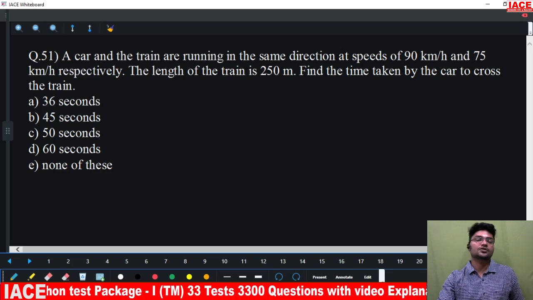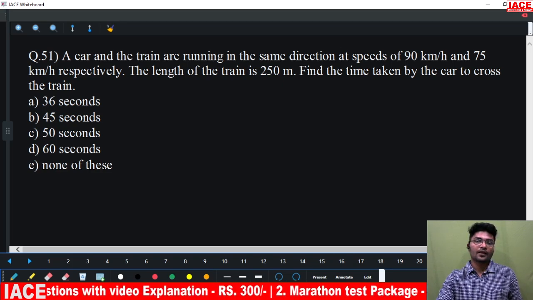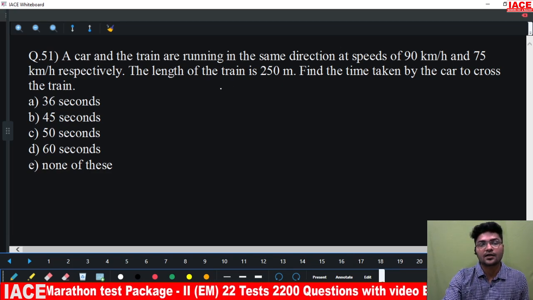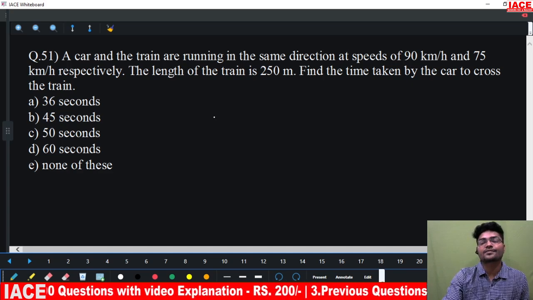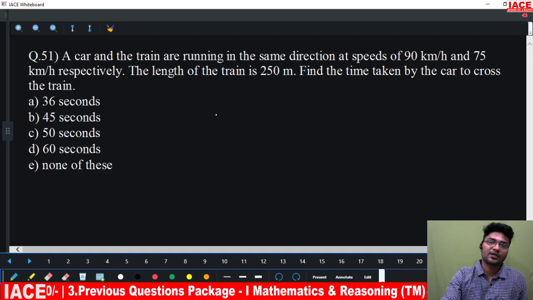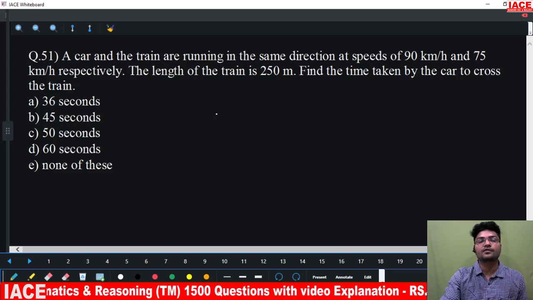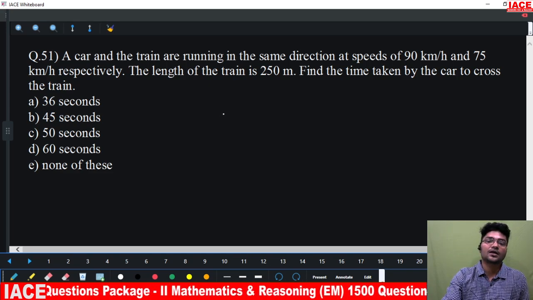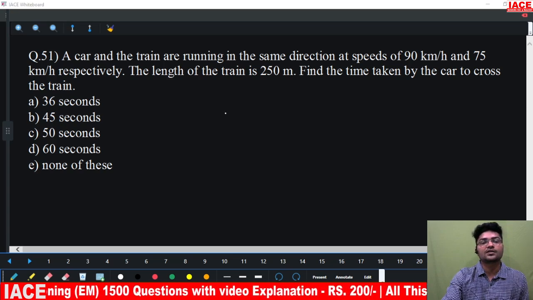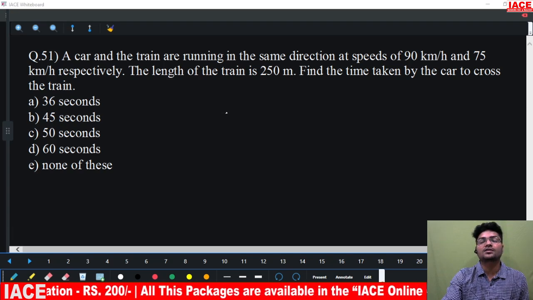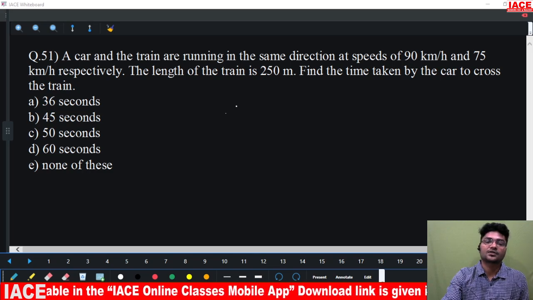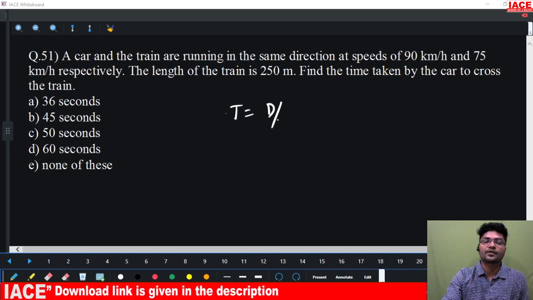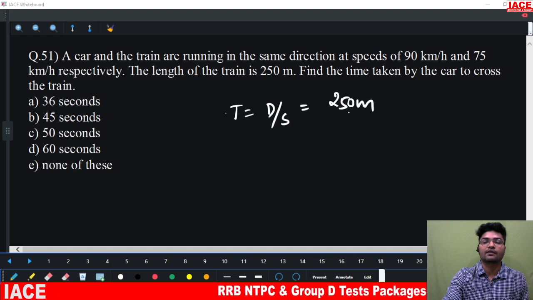Next question. Question number 51. A car and a train are moving in the same direction at speeds of 90 km per hour and 75 km per hour. The length of the train is 250 meters. Find out the time taken by the car to cross the train. Very easy question. Both of them are moving in the same direction, so time will be distance by speed. Distance means the length of the train, 250 meters, divided by speed.